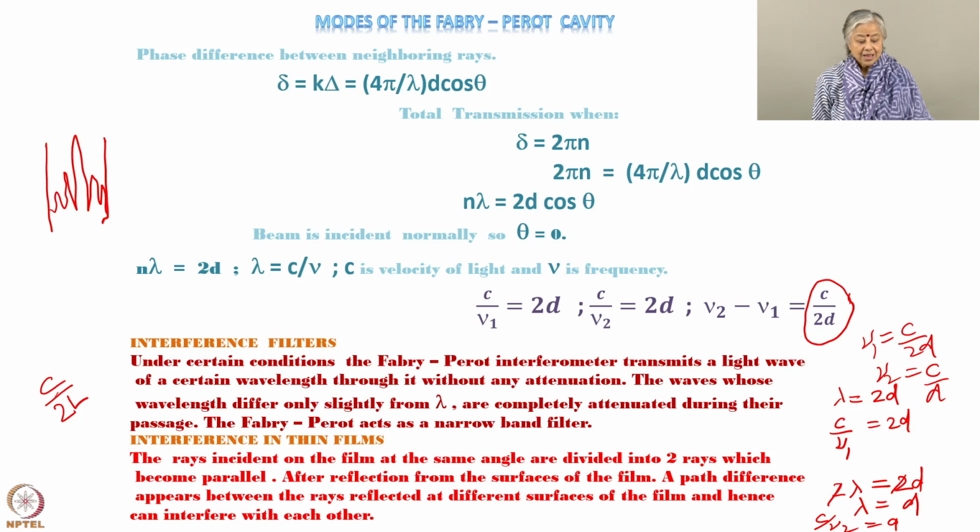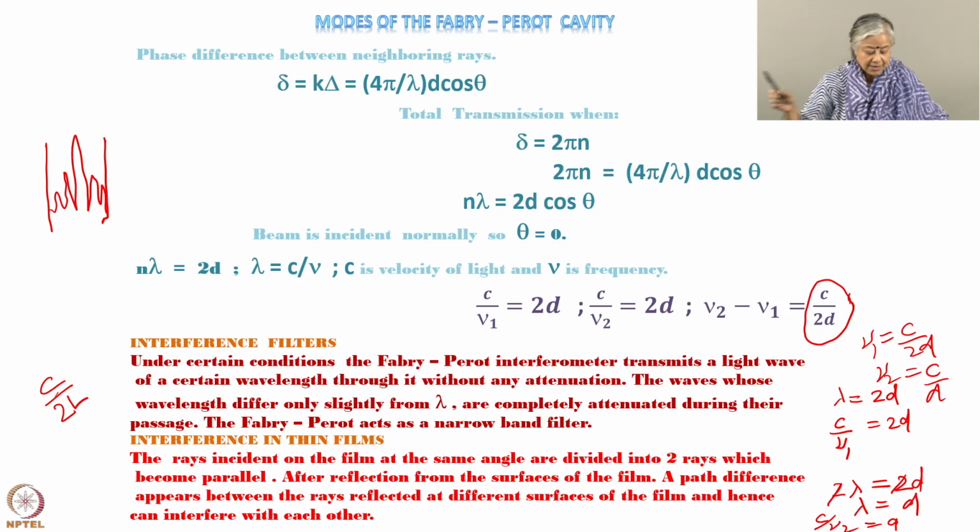And remember, if we change the distance between the two mirrors, that means L, or D, I am bringing the mirrors close by or far. Suppose I am bringing them closer and closer. That means the mode separation is becoming larger and larger.